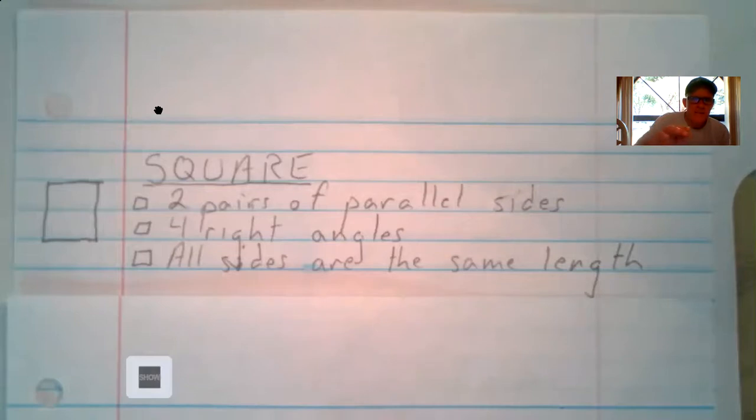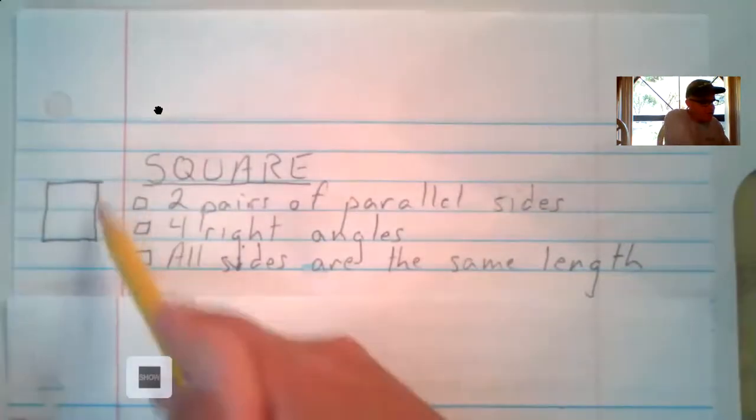Now, because a square has to meet all three of these criteria right here, it is very uptight. It is the most uptight quadrilateral that there is out there on this planet today. Everything has to be perfect. If it doesn't have the four right angles, the square gets mad because now it's not a square. If it doesn't have four equal length sides, it gets mad. If it doesn't have two pairs of parallel sides, it gets mad. It's a very uptight quadrilateral.